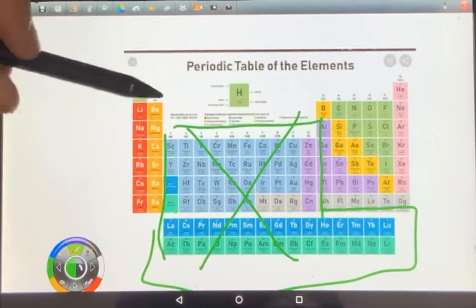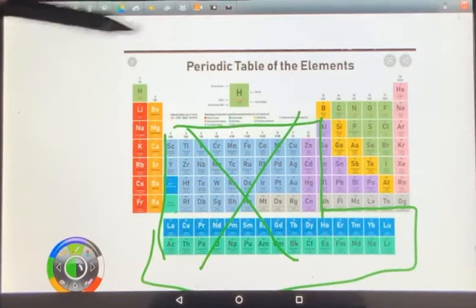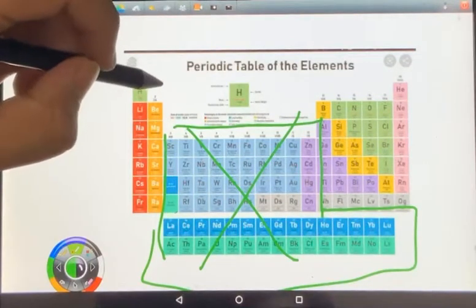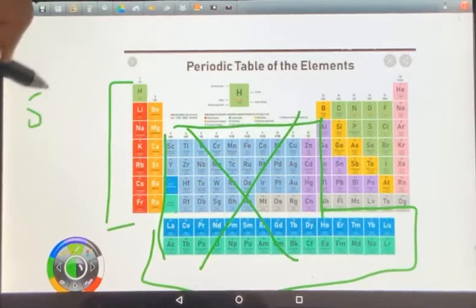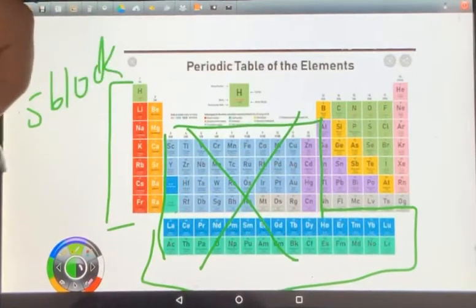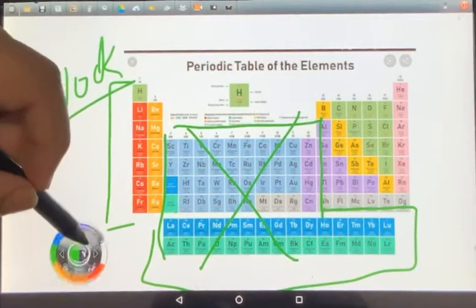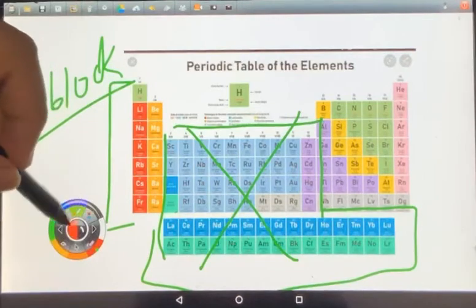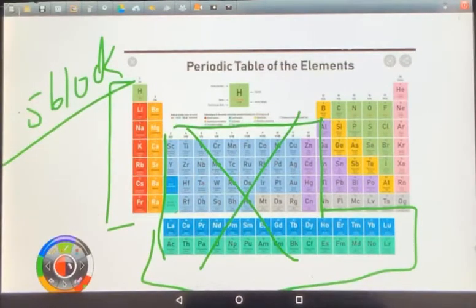Now before we proceed, there is one bit of information I would like to give again. The first two groups are called the S block. Why is it called the S block? Because the final electron enters the S subshell. Now the subshell concept is a class 11 concept, won't be dealt with in class 10, so I'll make separate videos on it. Those who have already learned class 11 will understand that the first two groups are the S block.